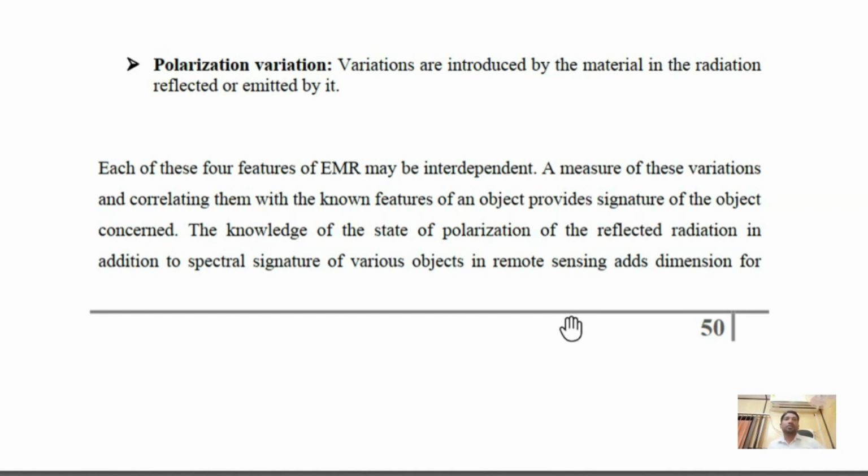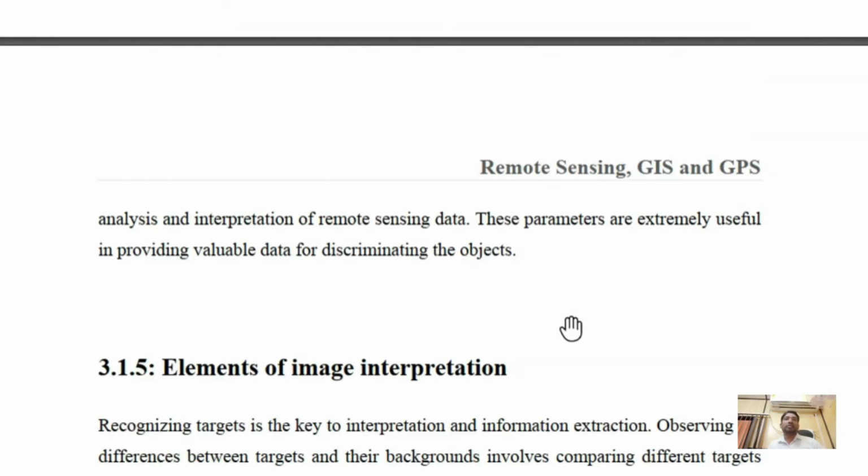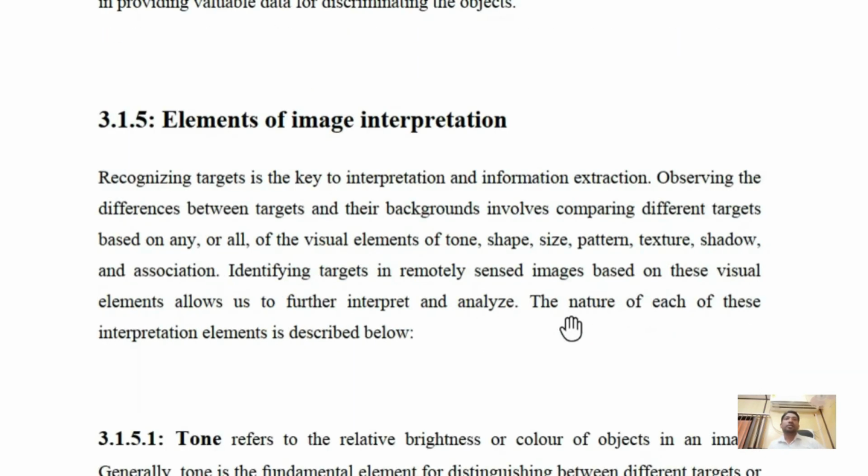The knowledge of the state of polarization of the reflected radiation, in addition to the spectral signature of various objects in remote sensing, adds a dimension for analysis and interpretation of remote sensing data. These parameters are extremely useful in providing valuable data for describing the object. Elements of image interpretation.